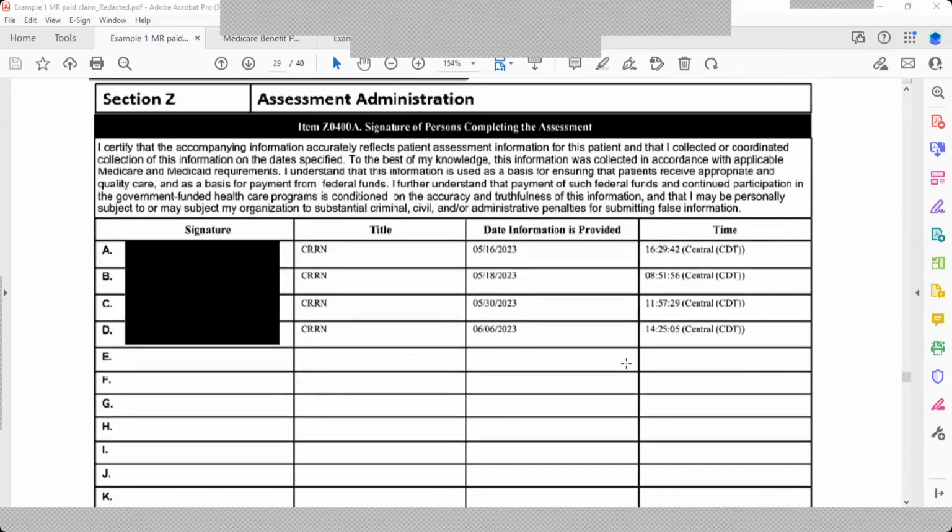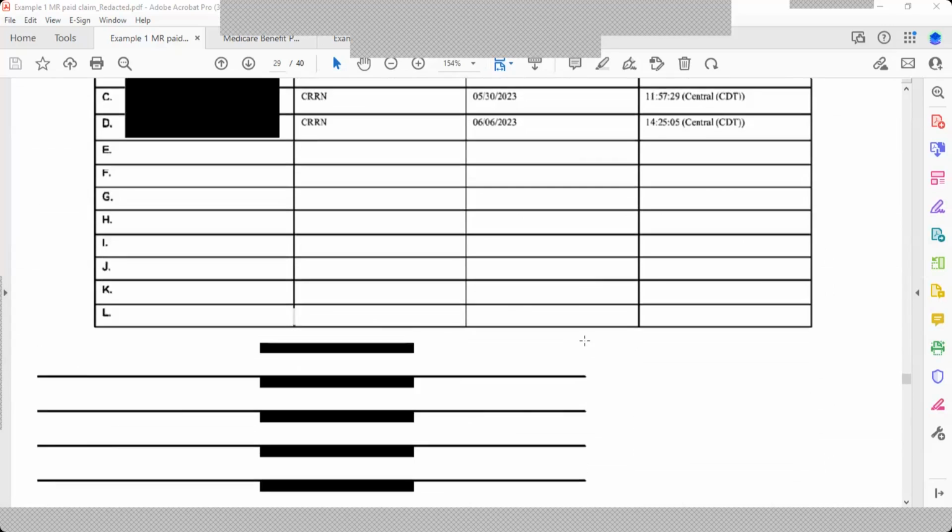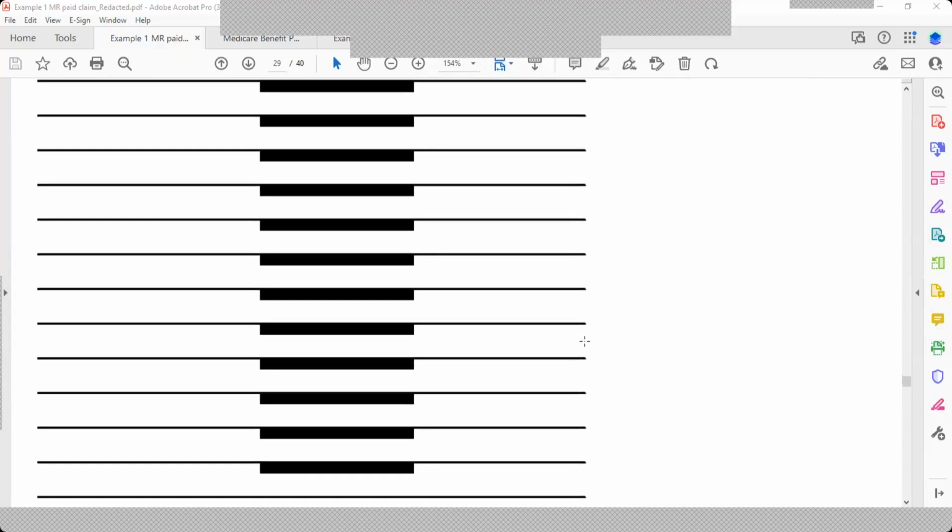The IRF-PAI was electronically signed, dated, and timed by the individual completing the assessment. In this case, the certified rehabilitation registered nurse completed the assessment. We'll now look at the interdisciplinary team conference notes.